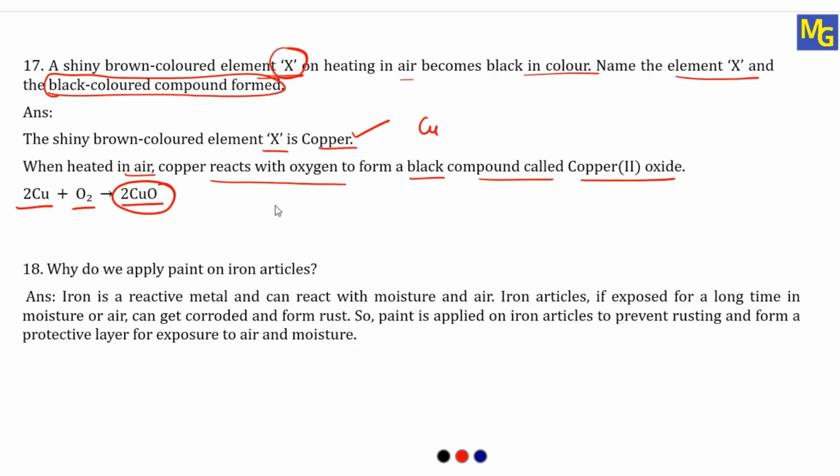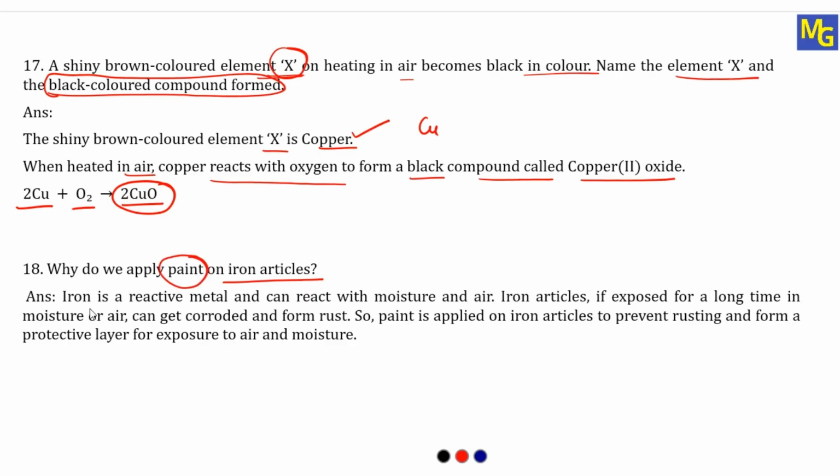Now see question number 18. Why do we apply paint on iron articles? So you may have seen that whatever articles are prepared of iron, like a table, a cupboard, or any vehicle parts, those all will be painted before using. So what is the reason for this?